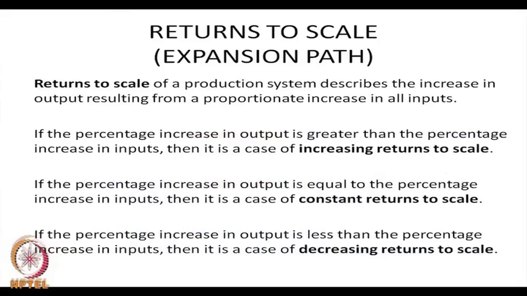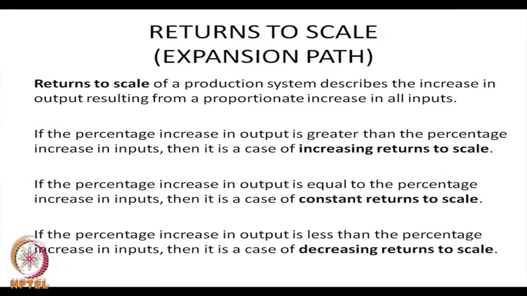If by giving a 10% rise in the value of all inputs, we see that there is more or less a 10% rise in the output, then we say it is a case of constant returns to scale. And lastly, if we see that by giving a 10% increase in all input factors, the output rises by less than 10%, say for example 5% or 7%, then it is a case of decreasing returns to scale.